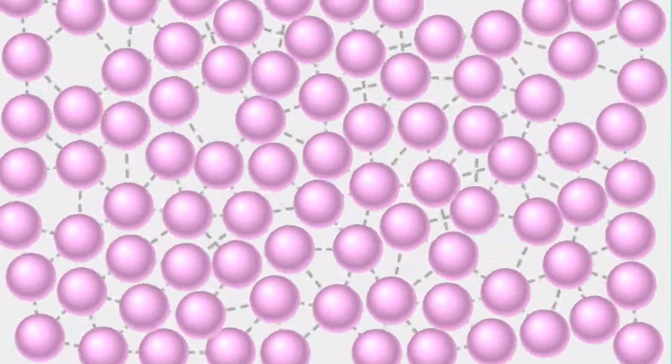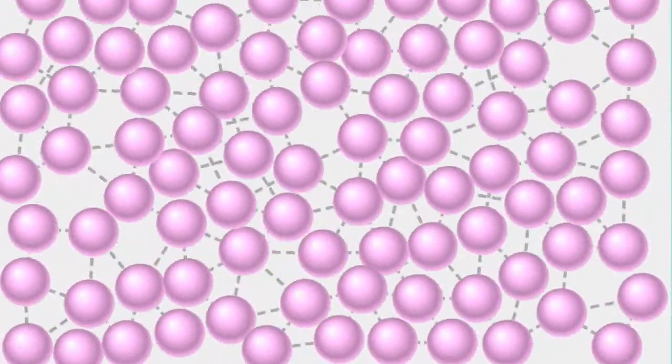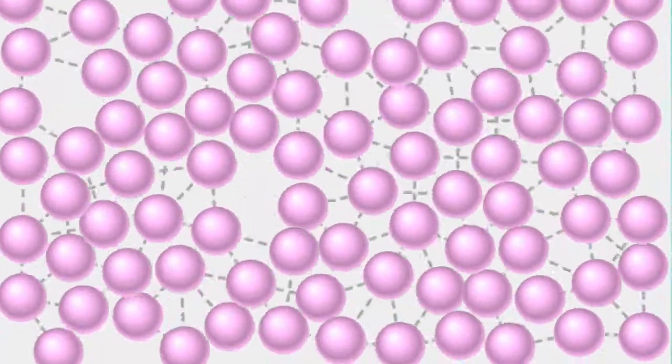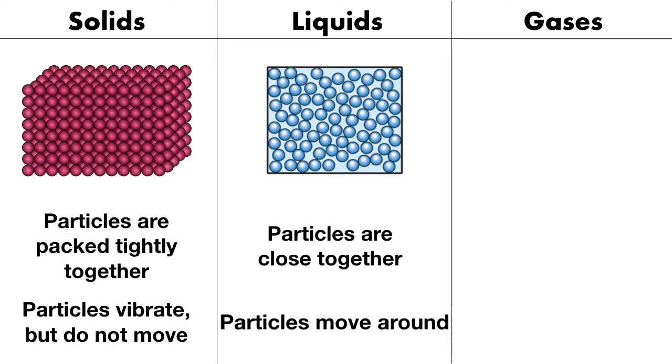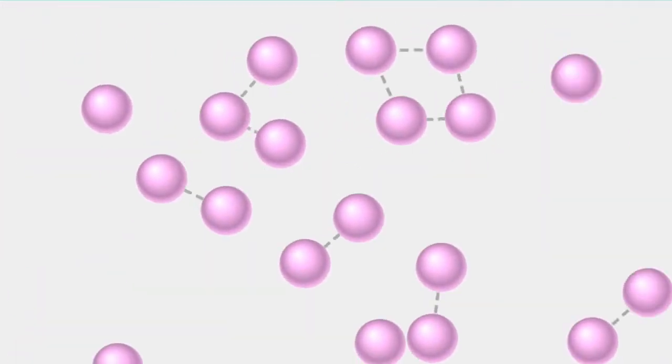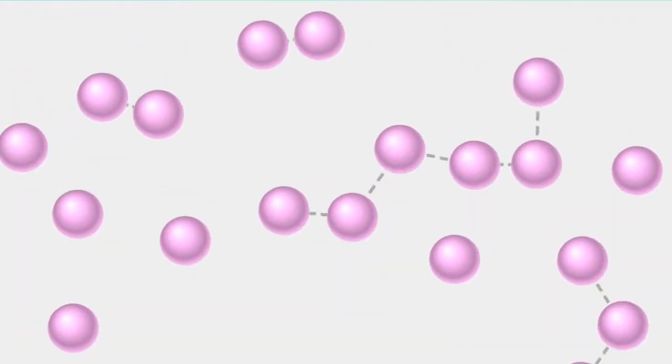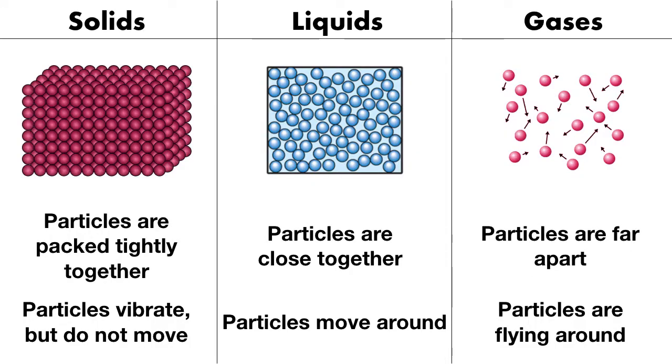Here's what the particles in a liquid look like. Notice that the particles are moving more. In a liquid, the particles are still close together, but the particles can move and slide around. Finally are gases. This is what the particles in a gas look like. In a gas, the particles are far apart from each other, and the particles are always moving and flying around.